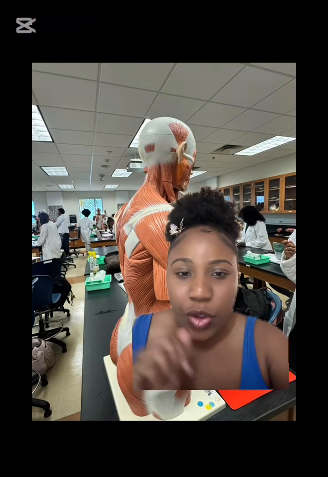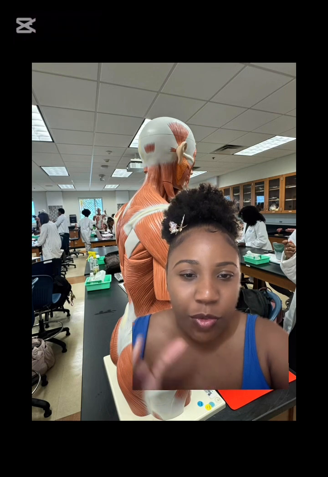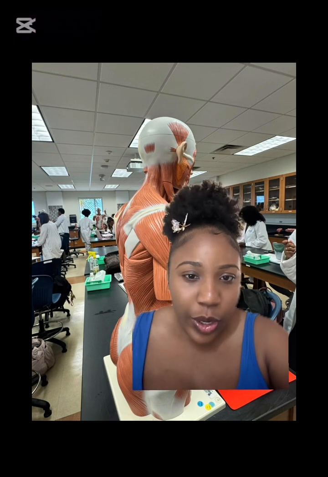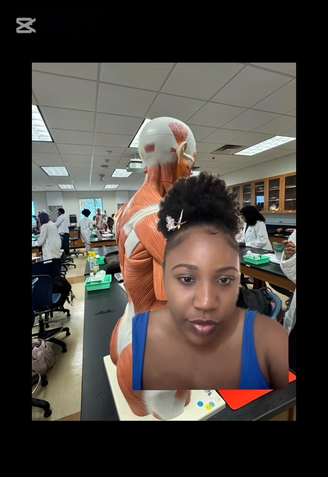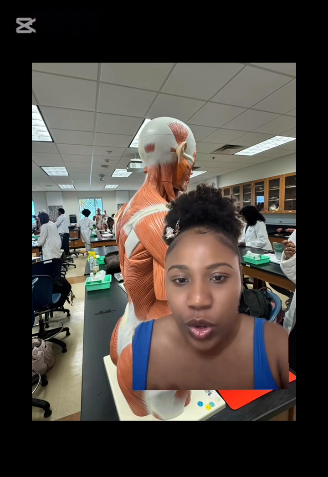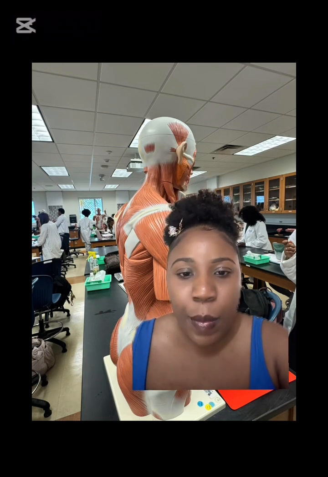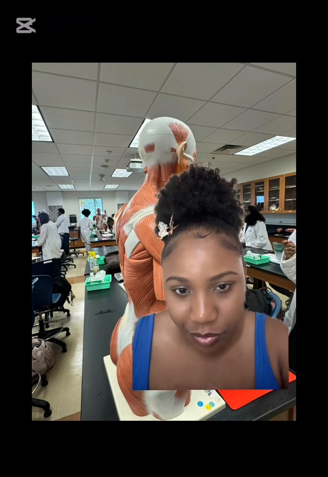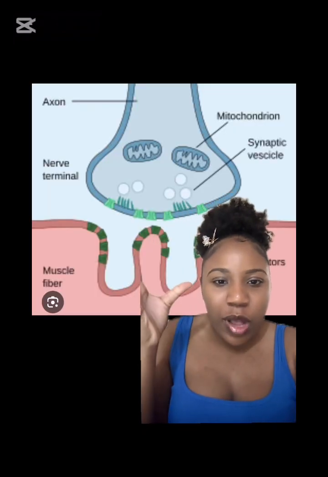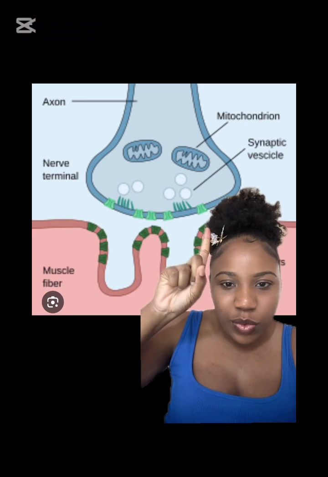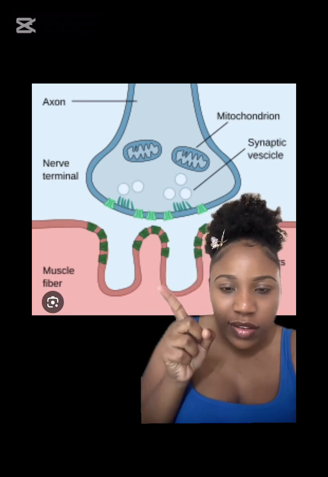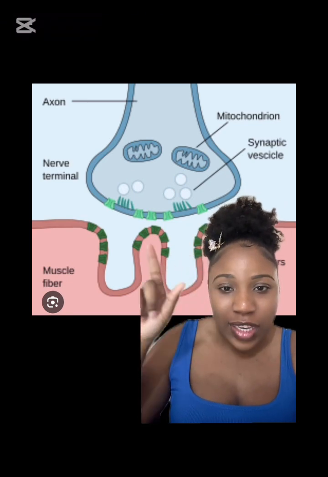Alright, so far we talked about the brain to the spinal cord to peripheral nerves, and now we are going to talk about the neuromuscular junction. So, the neuromuscular junction is where the nerves and the muscles meet, but they do not touch.